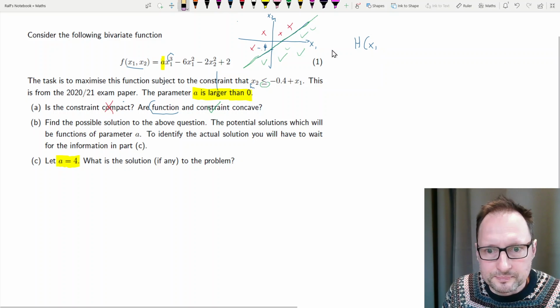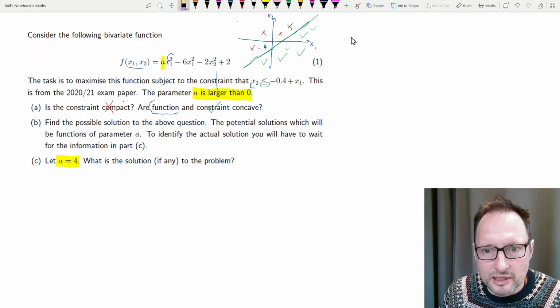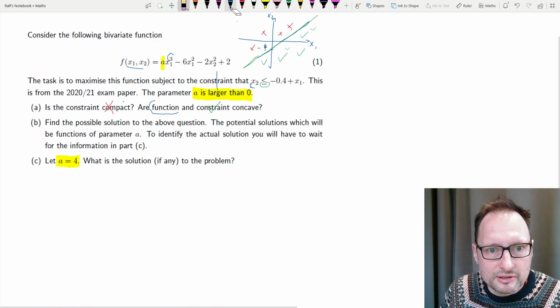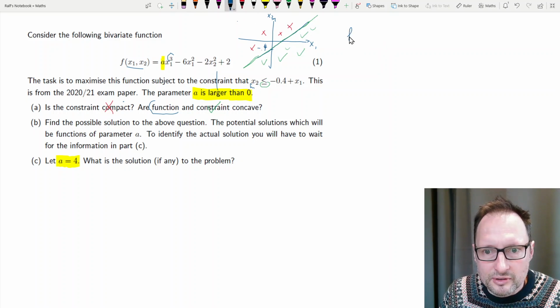I'm not going to go through the details of the derivation here. Oh, why not? Okay, let's actually do that. We need some of these results later. So we're having the first order partial derivative. That is going to be 3a times x1 squared minus 12x1. The first order derivative with respect to x2 is negative 4x2.